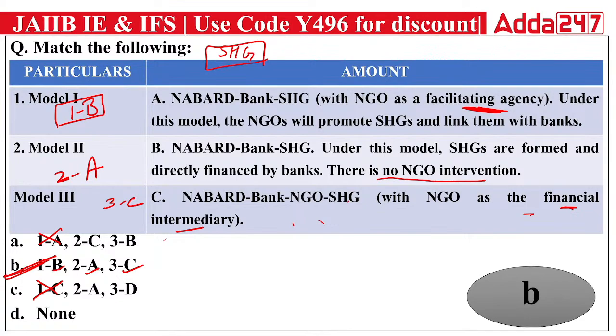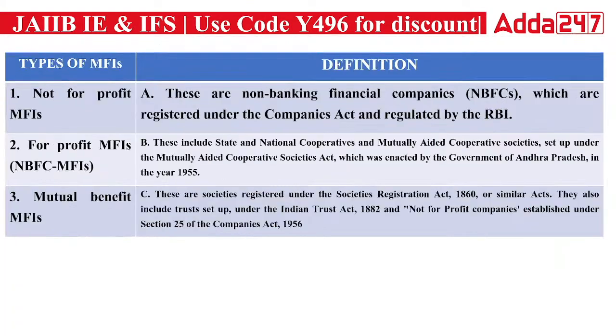Okay, so do remember in Model 1 there is no NGO available and no intervention from an NGO. In Model 2, the NGO is there as a facilitator, and Model 3 will have the NGO in the form of a financial intermediary. So that's why your right answer will be this.